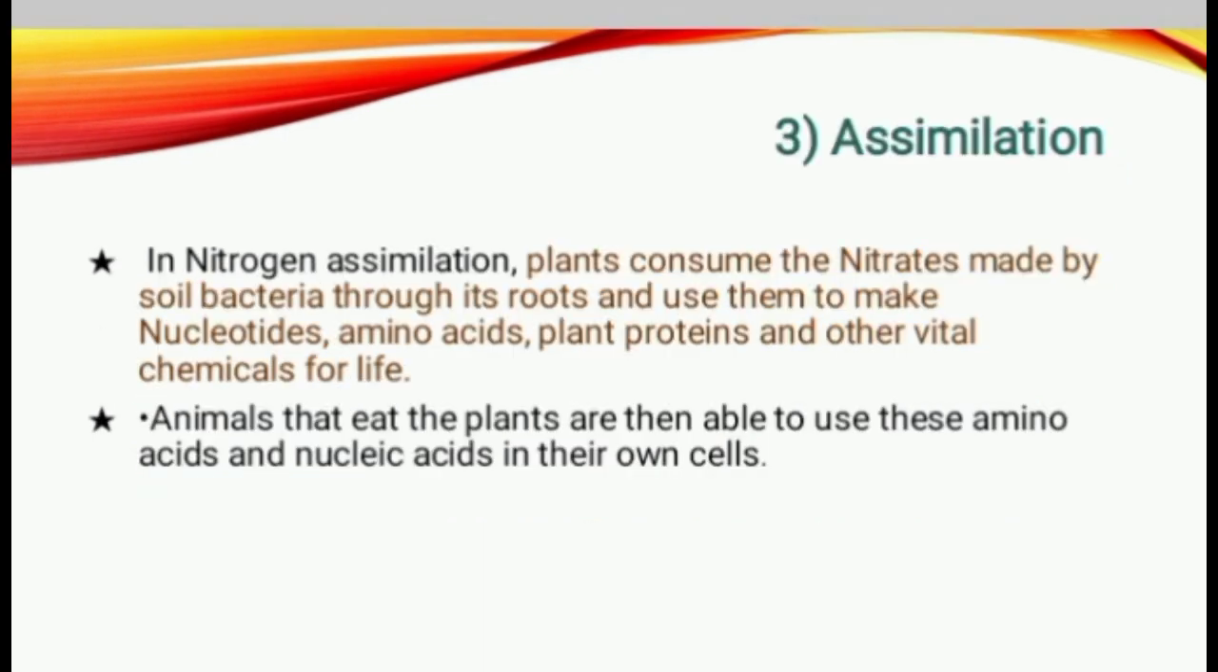Assimilation. In nitrogen assimilation, plants consume the nitrates made by soil bacteria through their roots and use them to make nucleotides, amino acids, plant proteins and other vital chemicals for life. Animals that eat the plants are then able to use these amino acids and nucleic acids in their own cells.